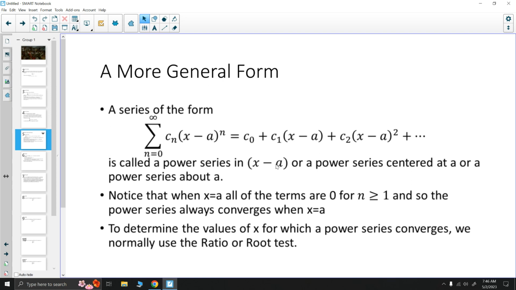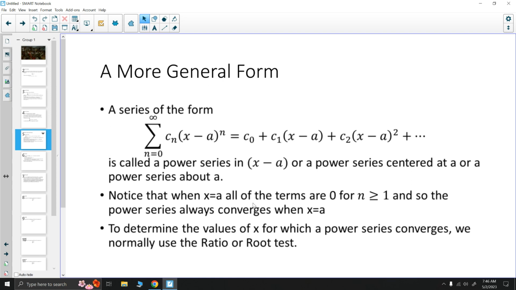So essentially the reason why we're writing this a here is that this power series is centered at a, which essentially tells us where it converges, on some interval centered on this point a. Now, one thing to note is that when x equals a, x minus a is 0, and we end up with terms of 0 for all n greater than or equal to 1, and so the power series will always converge when they're equal because it's 0.